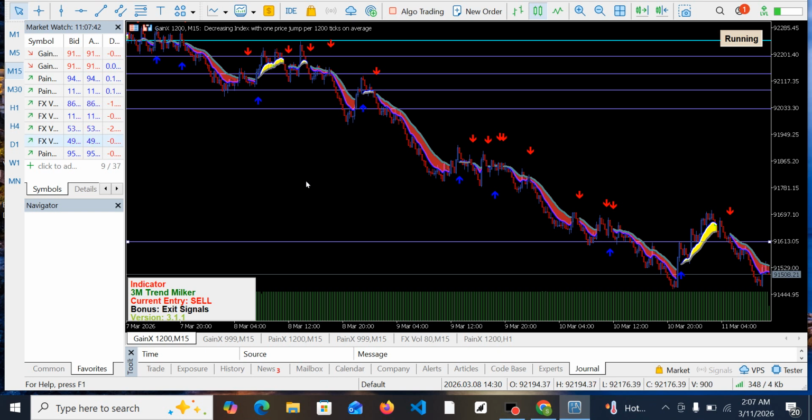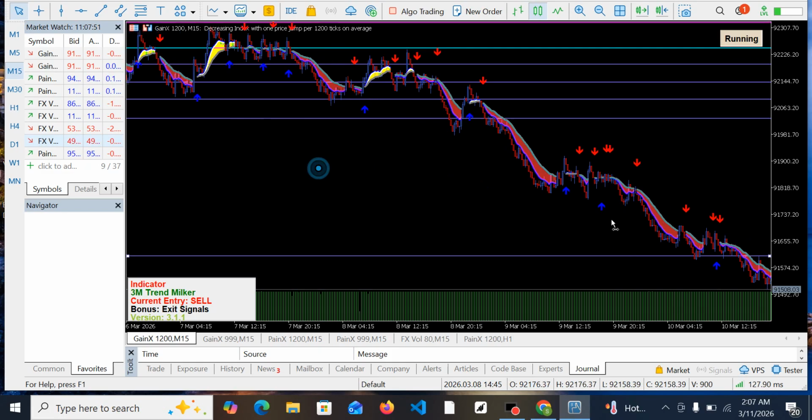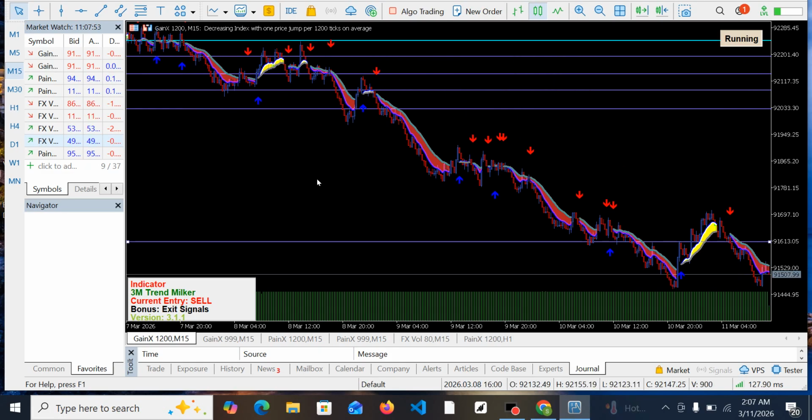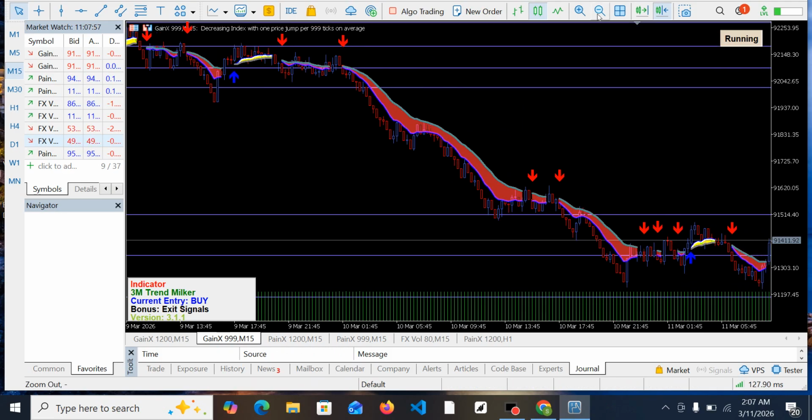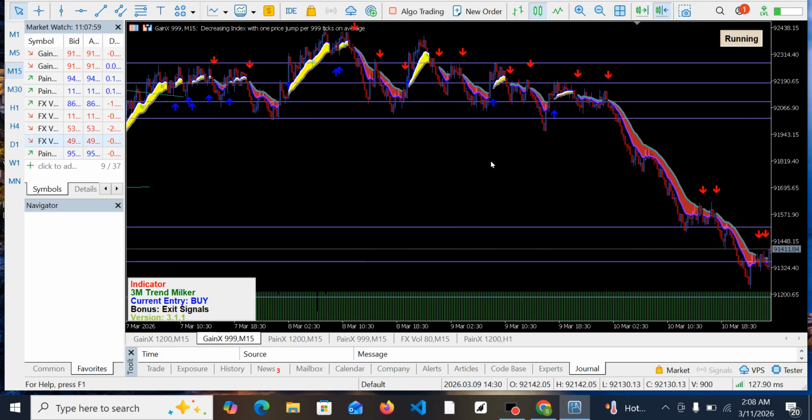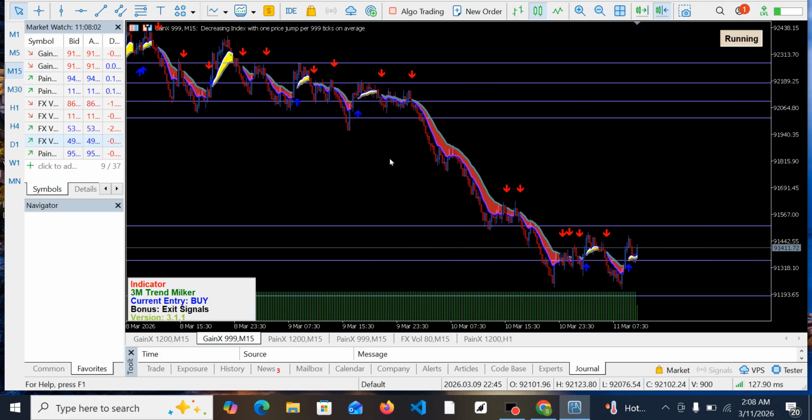We made use of this simple trading strategy to milk GainX and PainX within the last 1 week, and this happened to be our result. This is for GainX 1200, and right here is GainX 999. You can see the same strategy, guys, the same strategy.